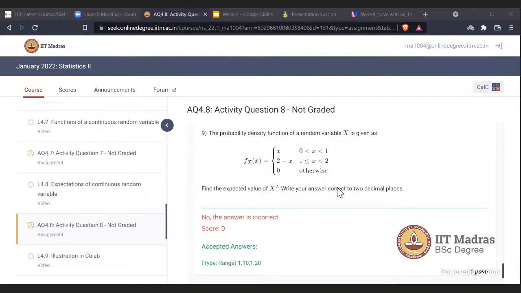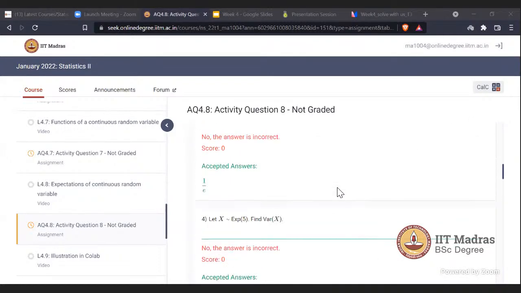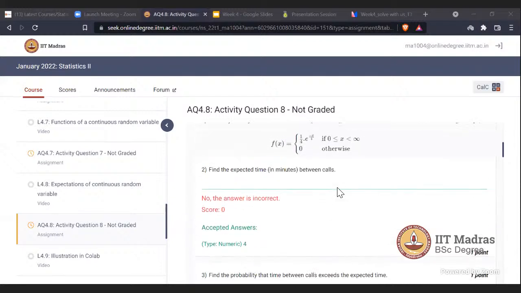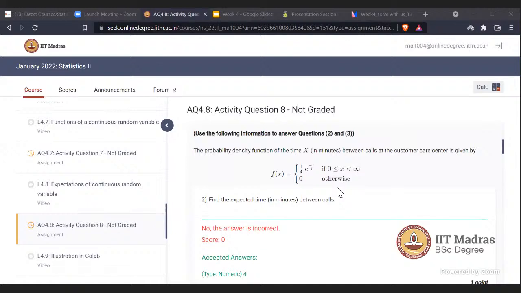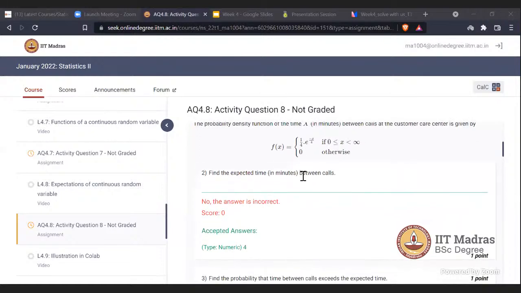And the third one, in the same activity, what do we need to find? The probability density function is given in the first one, for the second one we have to find the expectation. For the third one, if you notice, this PDF is an exponential distribution PDF: lambda e to the power minus lambda x. Here lambda is 1/4, so the expected value will come out to be 4.